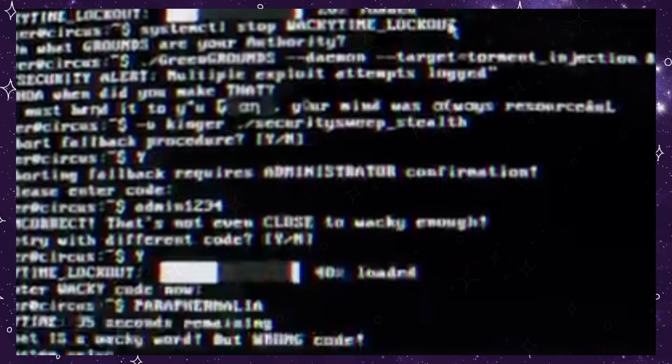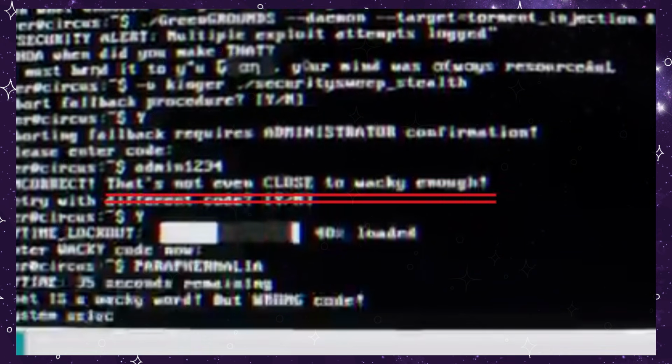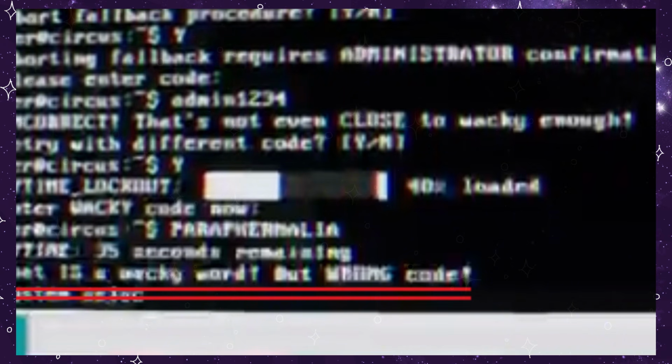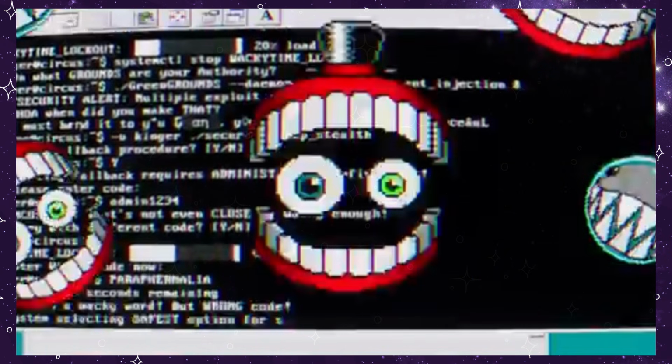Kinger launches a hidden system cleanup, but is asked for an admin code. He enters a really basic admin code, and Kane mocks him again, and Kinger then enters paraphernalia. There's a notable countdown of about 30 seconds, and Kane replies with, "That is a wacky word, but the wrong code." Around here is where the Kane and Bubble faces start to take over the screen, and the wacky time lockout is around 50%, so it gets very chaotic.